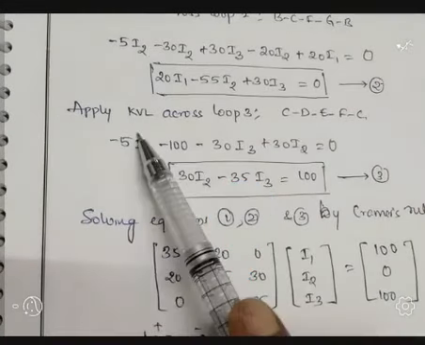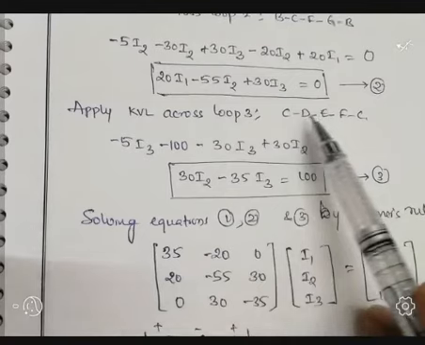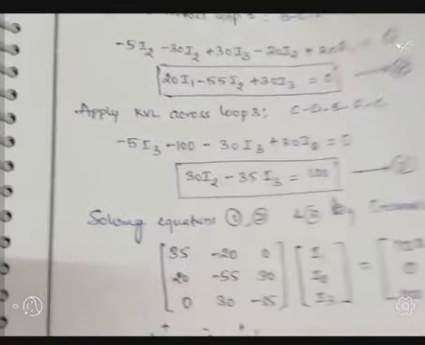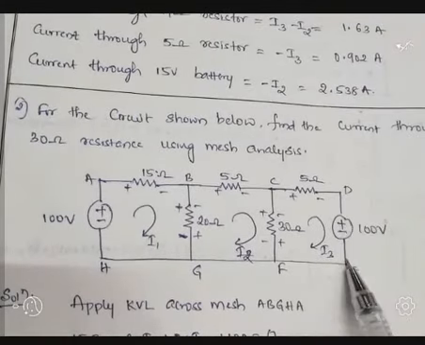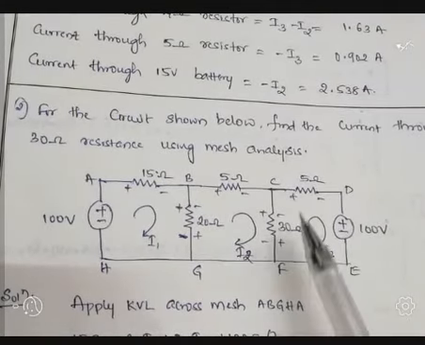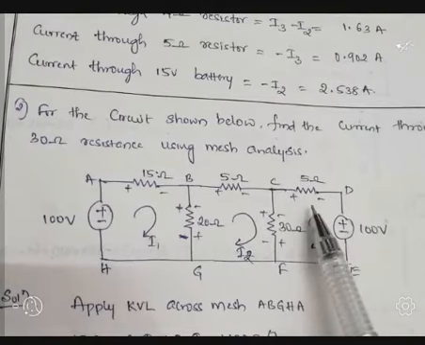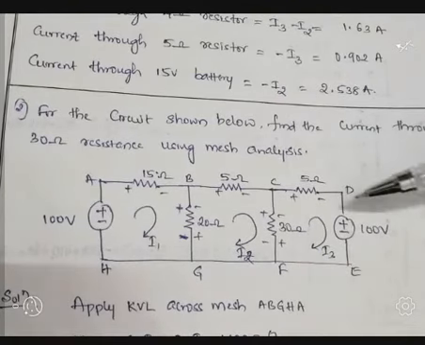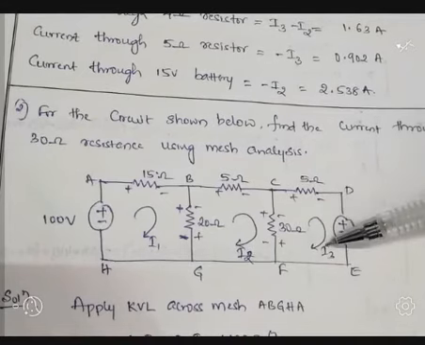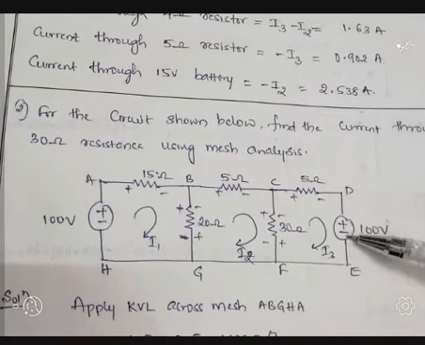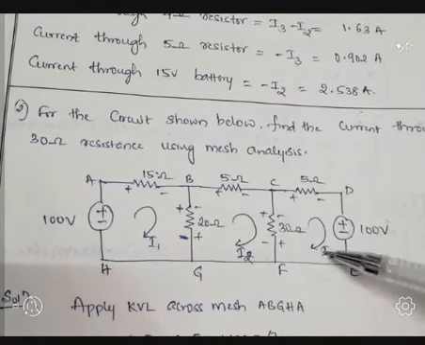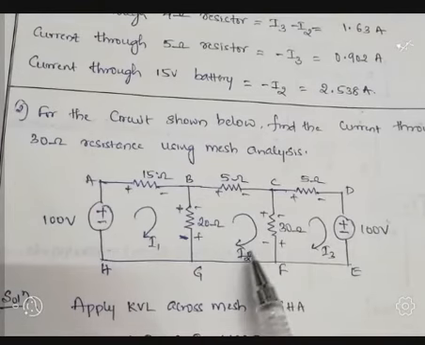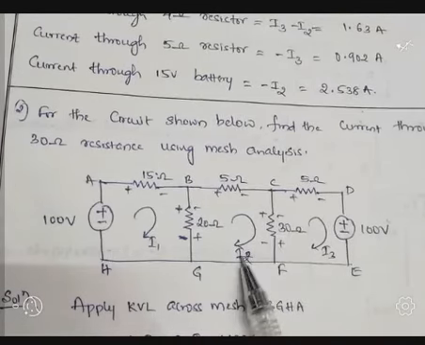Similarly, apply the KVL across loop 3, that is CDEFC, the last loop. Tell me for this one. Minus 5I3. Next, minus 100. Next, minus 30I3. Next, plus 30I2. Okay, correct.